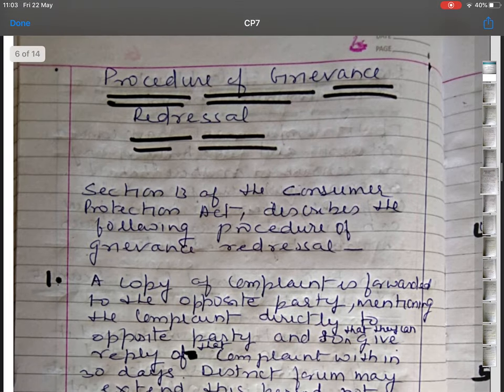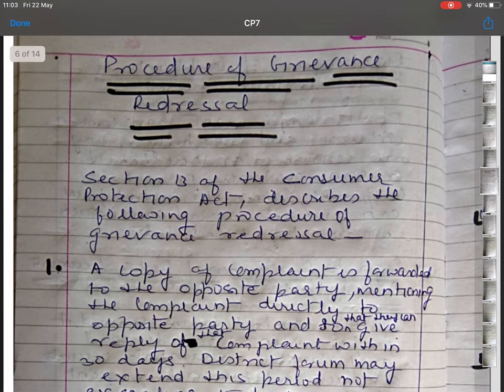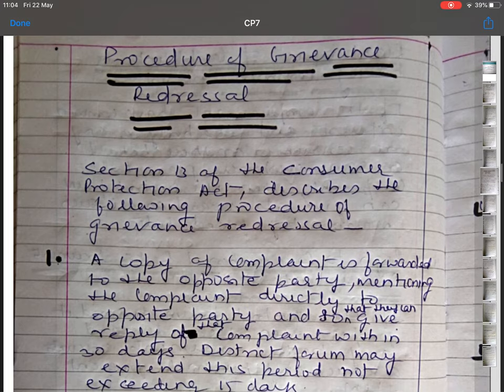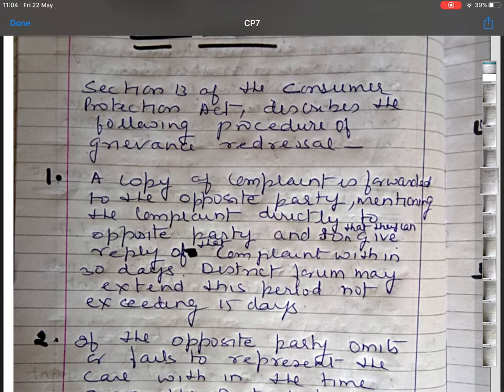Now the next topic is procedures of redressal, grievance redressal. So, Section 13 of the Consumer Protection Act describes the following procedures of grievance redressal. The first is a copy of the complaint is forwarded directly to the opposite party, so that they can give a reply to that particular complaint within 30 days. The district forum may extend this period, not exceeding 15 days.